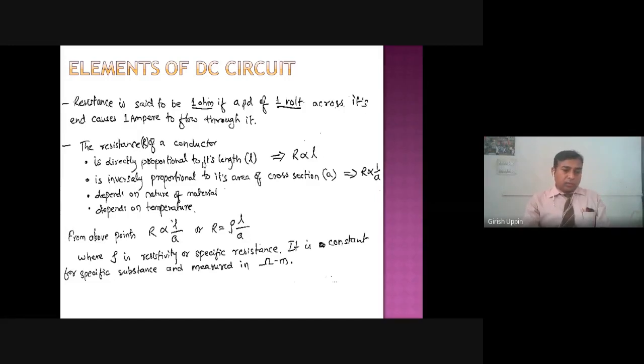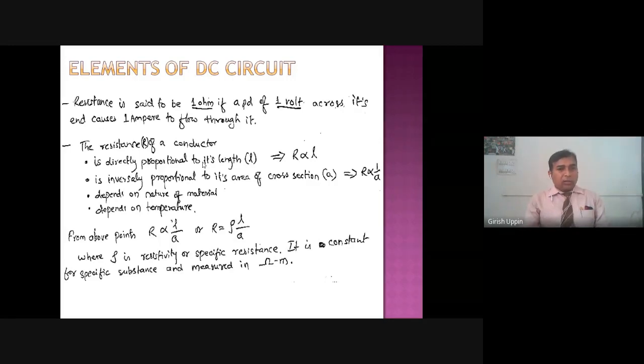It is directly proportional to length, and it is inversely proportional to the area of cross section. Directly proportional to the length means as the length increases, resistance increases. Inversely proportional to area of cross section: as the area of cross section becomes large, the resistance will reduce. As the area of cross section decreases, the resistance will increase.